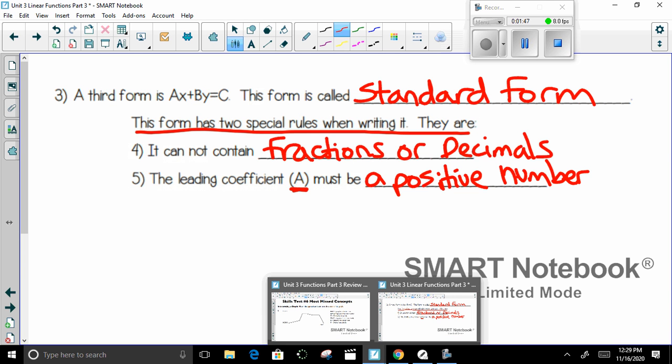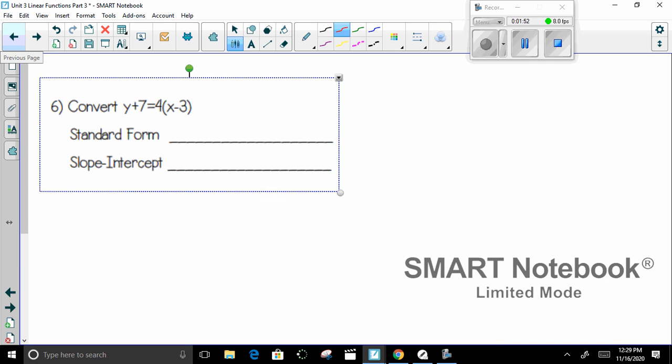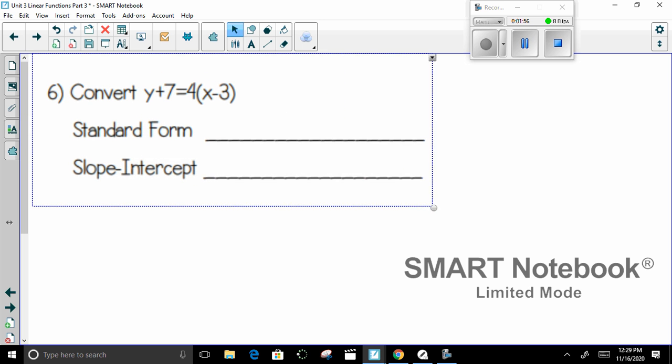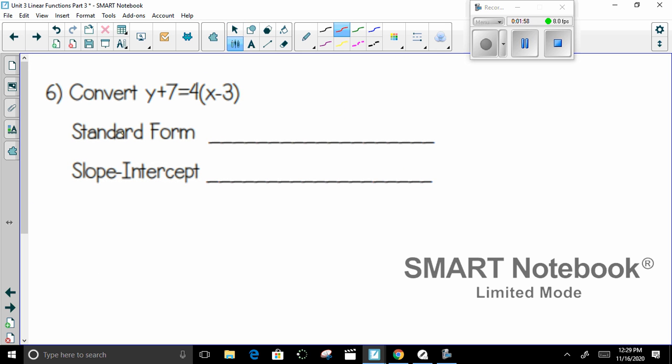So we're going to look at some examples and see how we can go back and forth between all of them. All right, so I am given this equation. Convert this to standard form and then to slope-intercept form. What form is that in? And hopefully you answered that is in point slope form. Okay, so I want to take it to both of these.